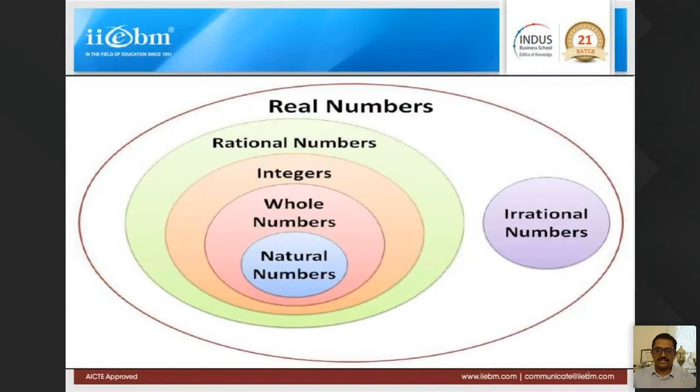Let me briefly summarize again. Natural numbers are counting numbers starting from 1, and we can proceed with the counting subsequently. If we include 0 in natural numbers, then it becomes whole numbers. If we include negative numbers into whole numbers, then it becomes integers. Now let us understand rational numbers and irrational numbers. So what are rational numbers?